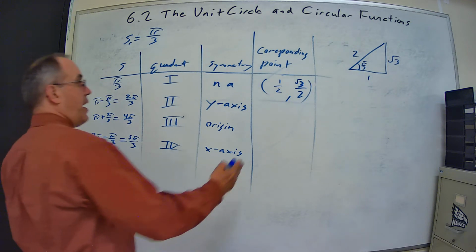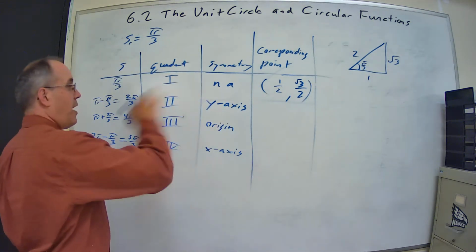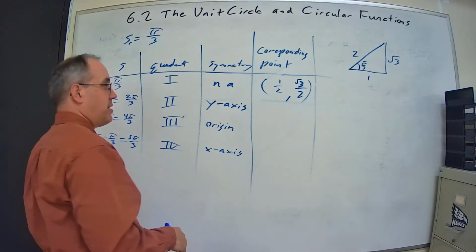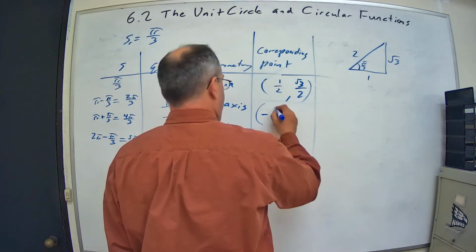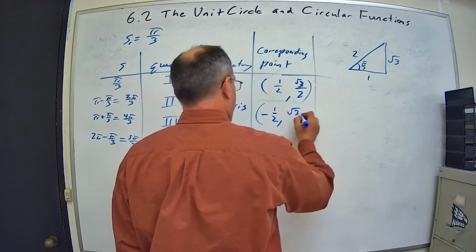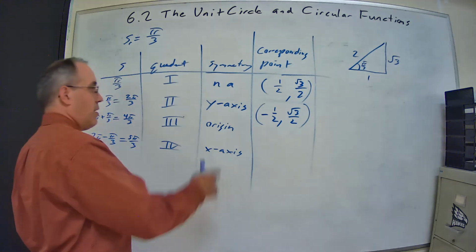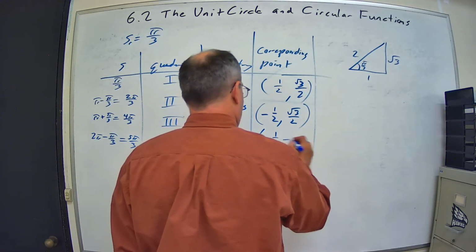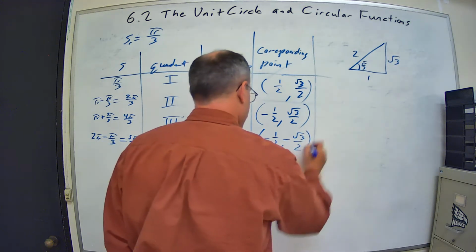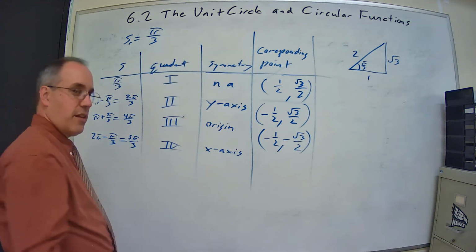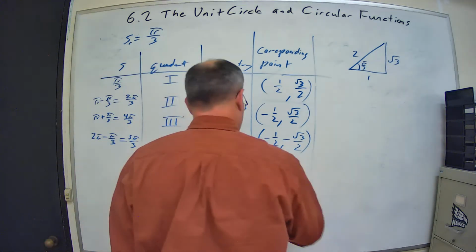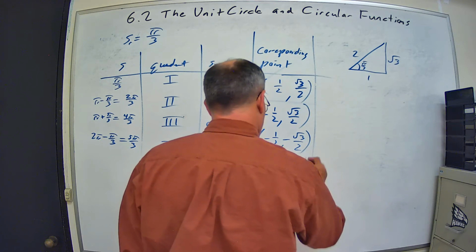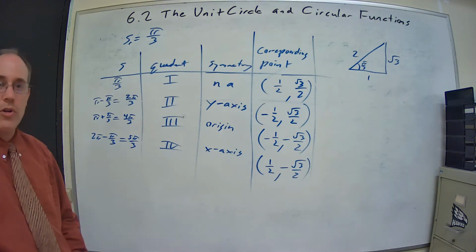So now we can find all these other points just by doing the necessary flipping. Flipping over the y-axis means that x gets negated, y stays the same: negative 1/2, square root of 3 over 2. Origin, we negate both of them: negative 1/2, negative square root of 3 over 2. X-axis, we negate the y value: 1/2, negative square root of 3 over 2. So we have the corresponding points.